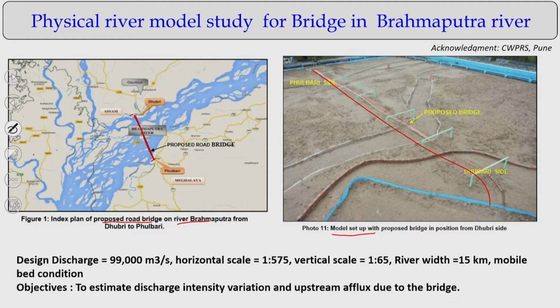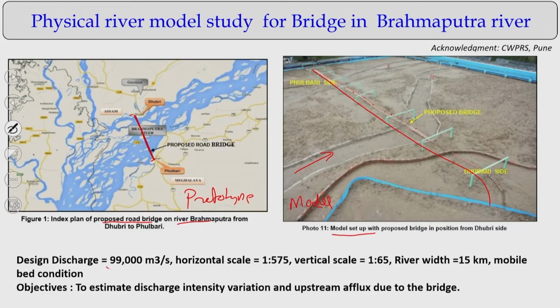And these dots are representing bridge piers, and these are the main channel and other channel formations. So, this is the prototype, and this is the model. Now, let us look at what the scale down was.